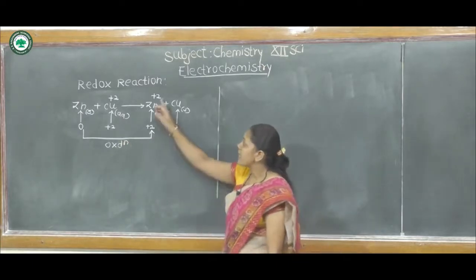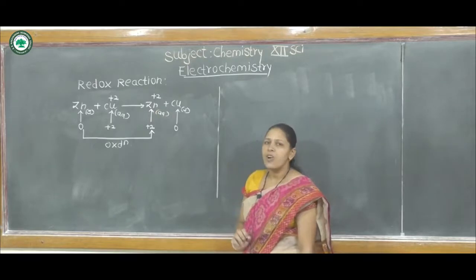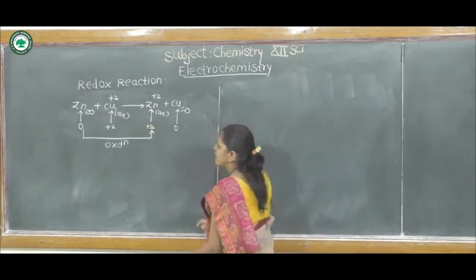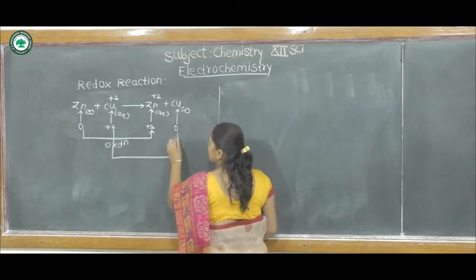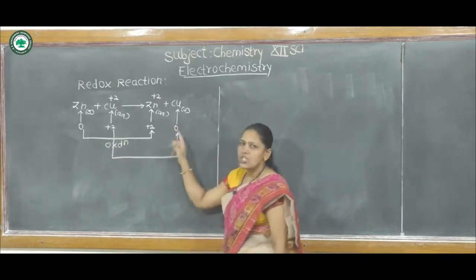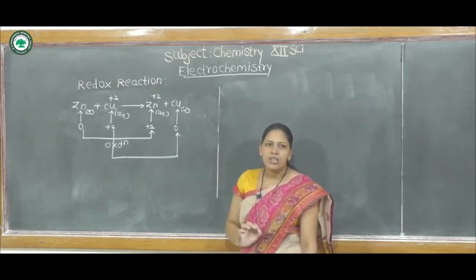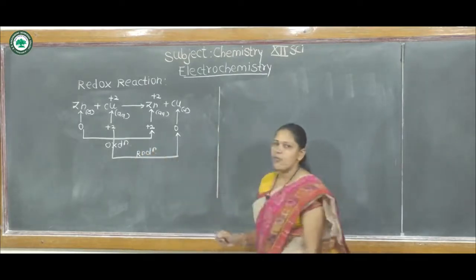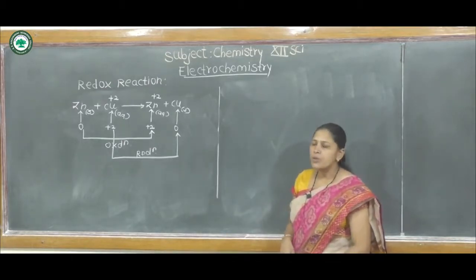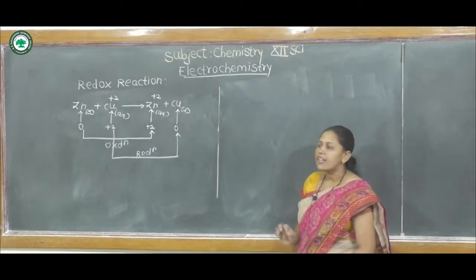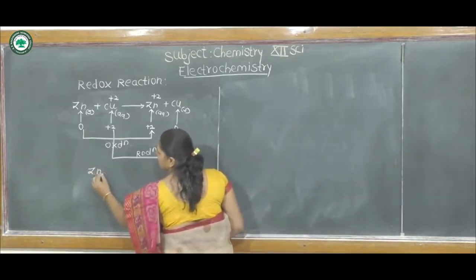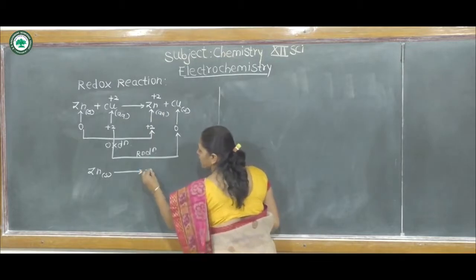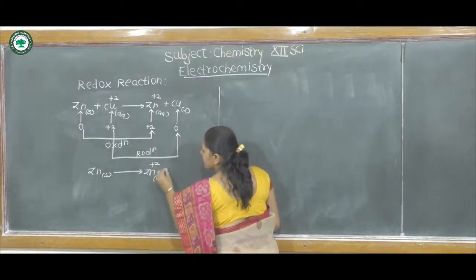And by loss of how many electrons? It has +2 charge, therefore it lost 2 electrons. Those 2 electrons are accepted by Cu2+ ions. Here Cu2+ ions change oxidation state from +2 to 0. That means the oxidation state of Cu2+ ions decreases, that means it undergoes reduction by accepting 2 electrons. Then separately you have to write the oxidation half reaction and reduction half reaction as: first, zinc undergoes oxidation by loss of 2 electrons to form Zn2+ ions plus 2 electrons.